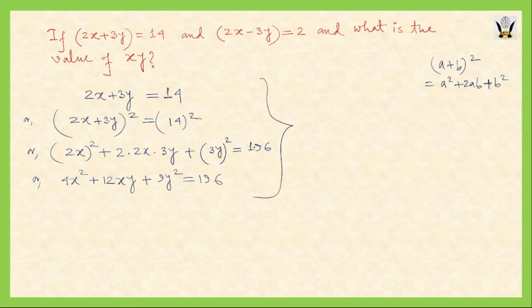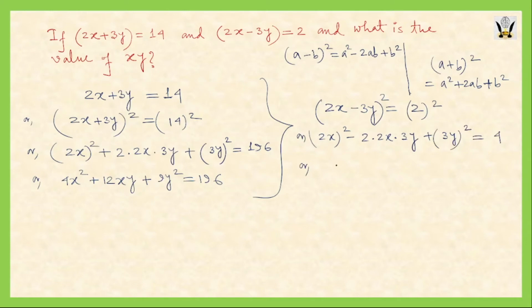Then we will do the same thing with the second equation, 2x minus 3y, which is equal to 2. We again take the square of both sides of that equation. If we further simplify, it will be 4x square minus 12xy, then plus 9y square, and that will be equal to 4.